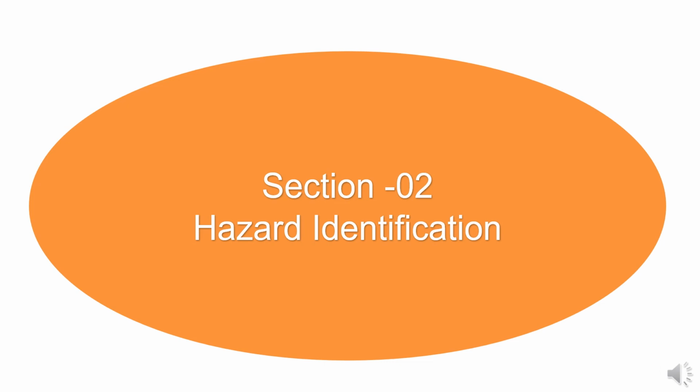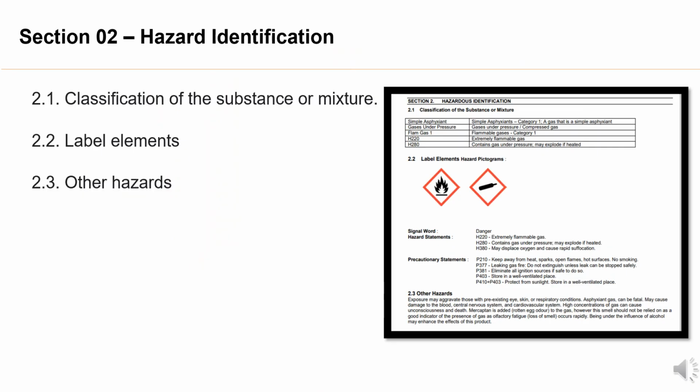Today's video is on SDS Section 2 of Safety Data Sheet, Hazard Identification. The Globally Harmonized System of Classification and Labeling of Chemicals contains a standard specification for safety data sheets. The SDS follows a 16-section format which is internationally agreed, and for substances especially, the SDS should be followed with an annex which contains the exposure scenarios of this particular substance.